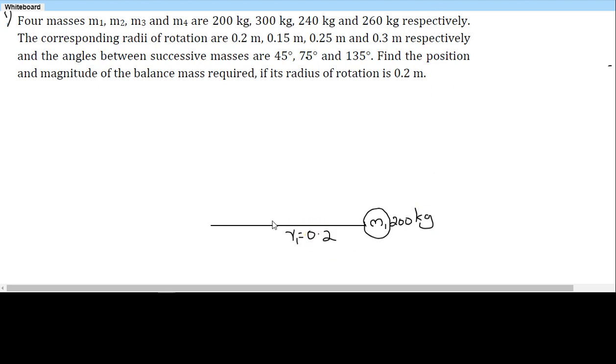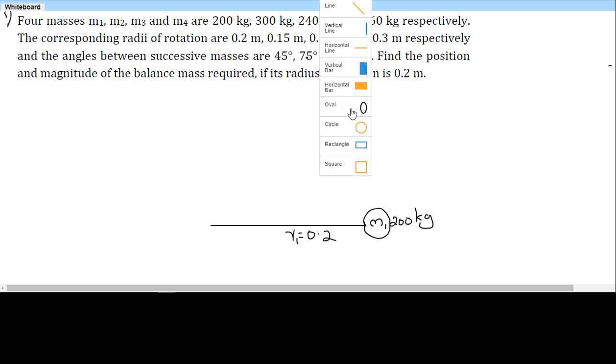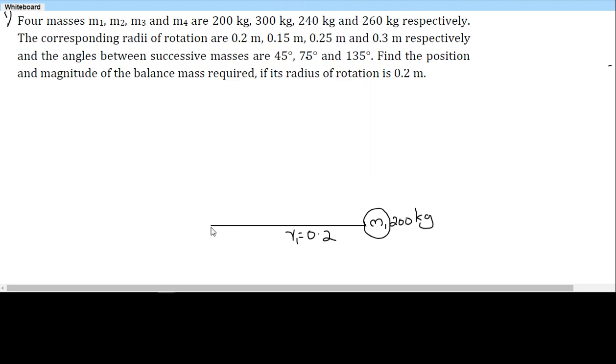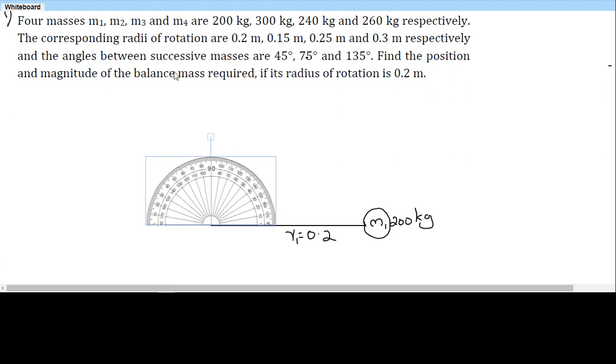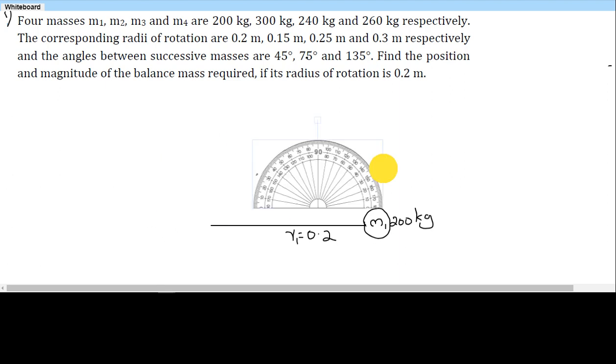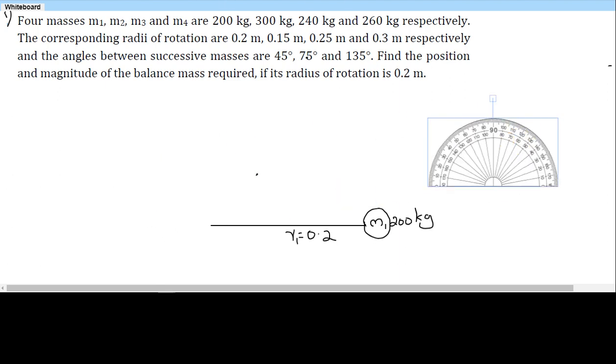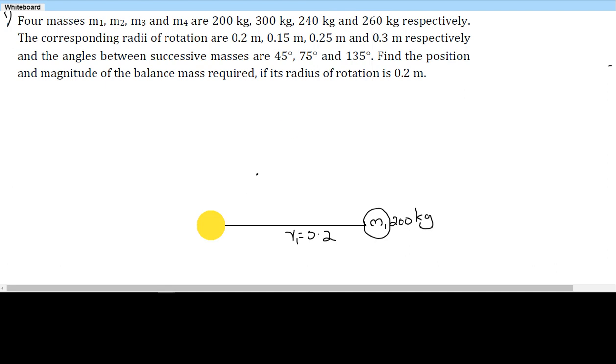And next, how do you draw it? There is no scaling for this vector, but your angle should be perfect. The angles between successive masses are 45, 75, and 135. That means between M1 and M2 there is 45 degrees. So you have to take your protractor, place it here, and take 45 degrees. I am doing it approximately. You should draw a line at 45, and that will be your next mass M2.